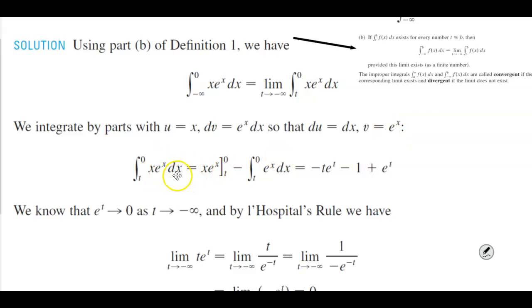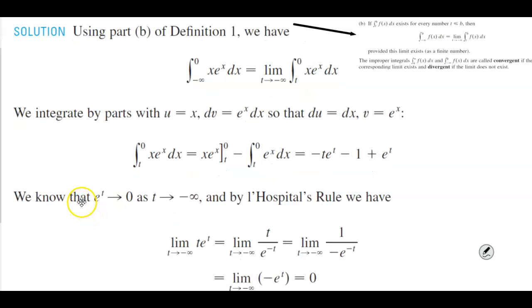So we're going to take this integral and rewrite it by using uv minus the integral v du. So we have x e to the x going from t to 0 minus the integral of e to the x dx going from t to 0. Now when we evaluate, we're going to get negative t e to the t minus 1 plus e to the t. Now, we know that e to the t approaches 0 as t is approaching negative infinity.